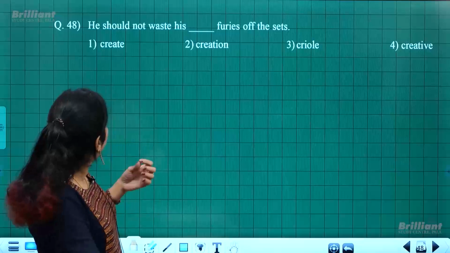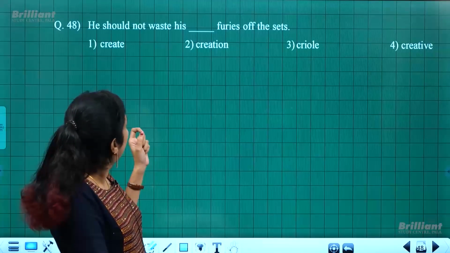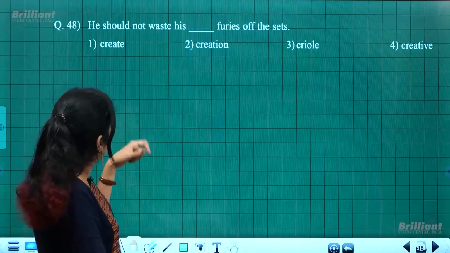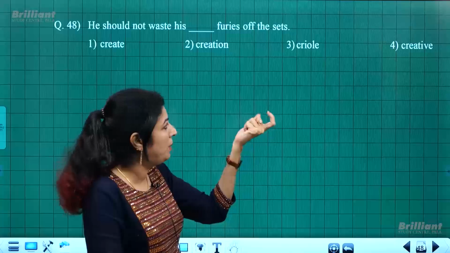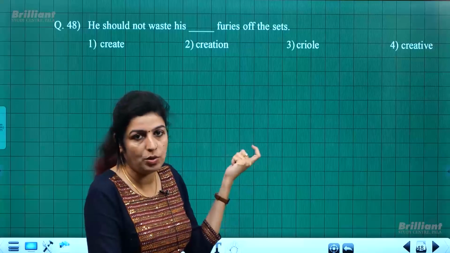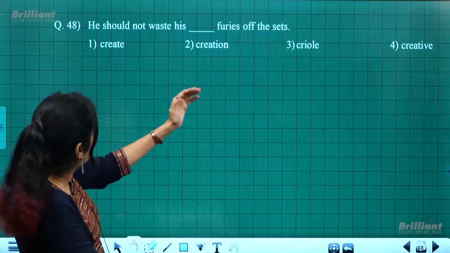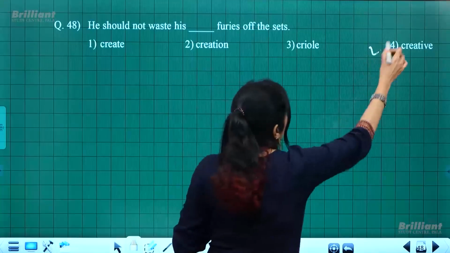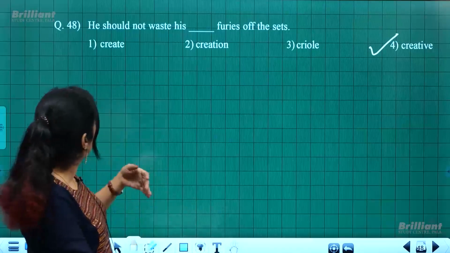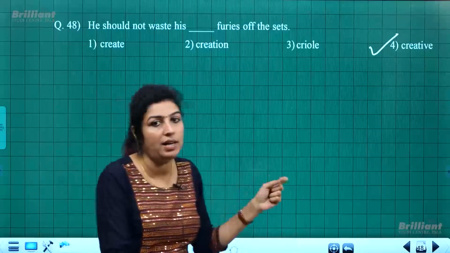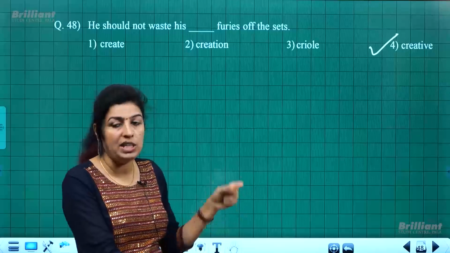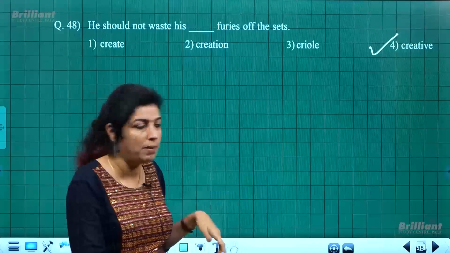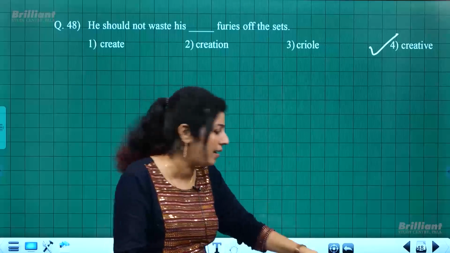Next is, he should not waste his dash furies of the sets. Okay. So sometimes when you speak about actors, this could be the sentence which you can use without doubt. So he should not waste his dash furies of the sets. That means creative. Not creation furies or create furies, but creative. That adjective must be used. We need an adjective to fill this blank. So this is the adjective which fits into the blank or with the words given after the blank.